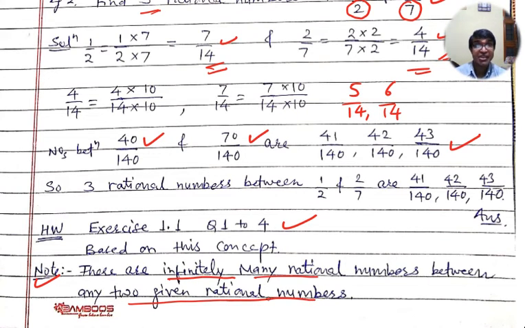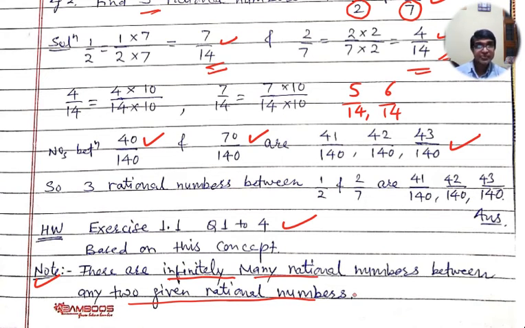There are infinitely many. We have seen here, between 4 by 14 and 7 by 14, we are finding 2. Between 40 by 140 and 70 by 140, approximately 30 rational numbers we can find. Similarly, we can multiply by 1000 or lakhs in numerator and denominator, and there will be lakhs of crores of rational numbers between any two rational numbers. That way you can find infinitely many rational numbers between any two rational numbers.